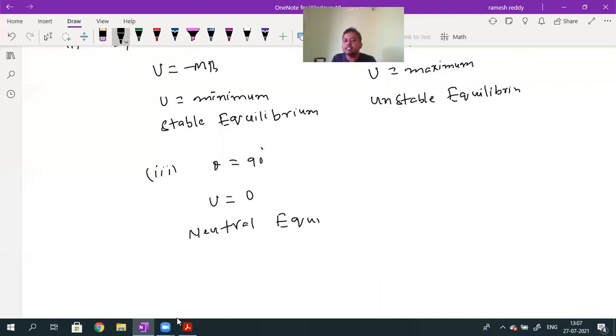Regarding these equilibrium conditions, we discussed them in electrostatics also: when an electric dipole is in stable equilibrium, unstable equilibrium, and neutral equilibrium. Already you know what stable, unstable and neutral equilibrium mean. Here also, based on the potential energy only, you can tell about stable, unstable and neutral equilibrium. Are you getting it, students?